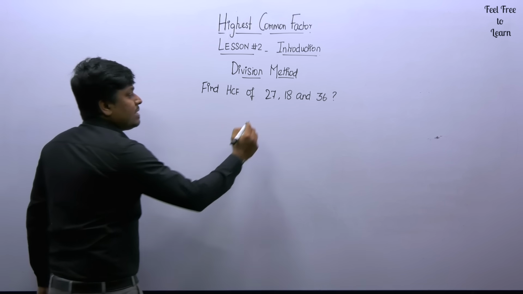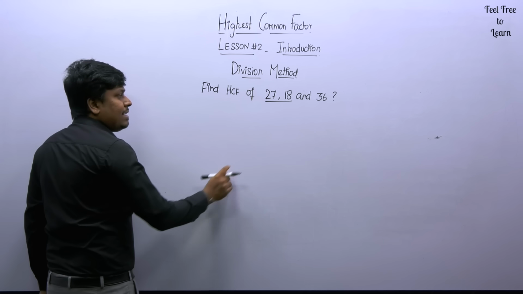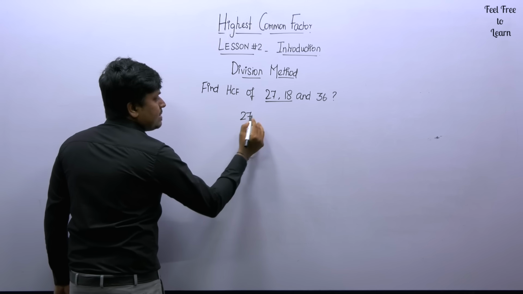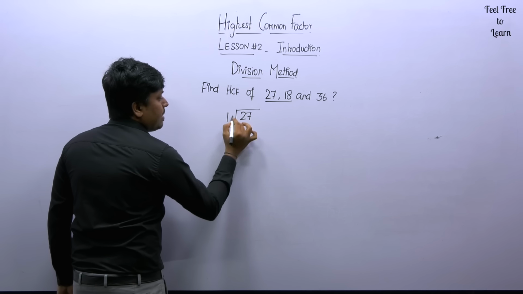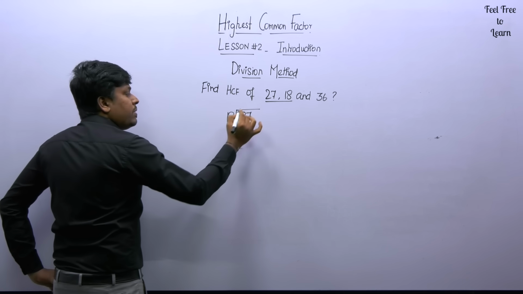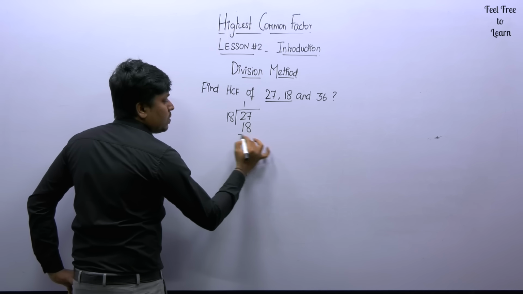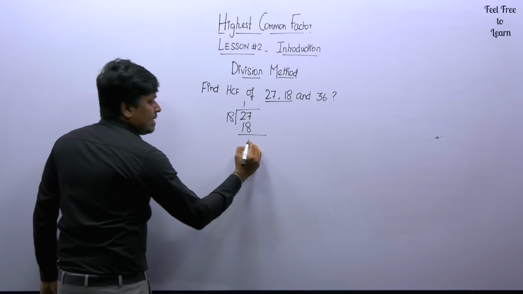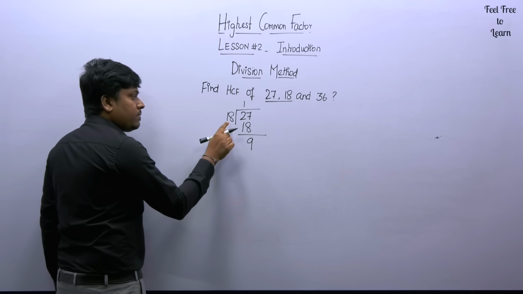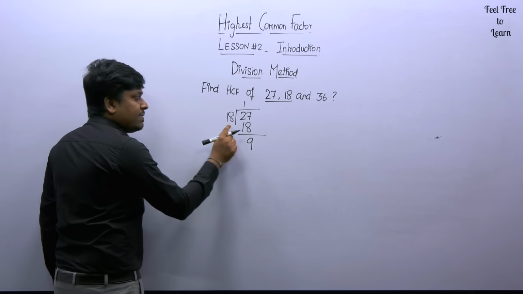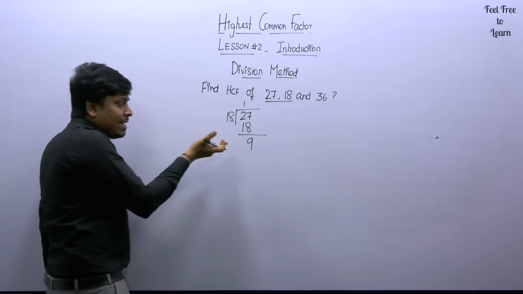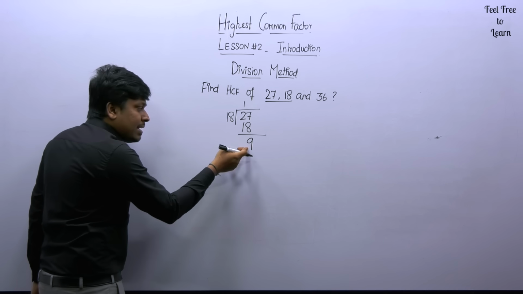Got it? So first let me take the number 27 and 18. So here 27 is the highest number, we have to divide by 18. So now what you can do is 1 18s are 18. So what is the remainder? So 9 is the remainder. Got it? So here you can see the divisor is 18. We didn't get the remainder 0. We got the remainder as 9, right?